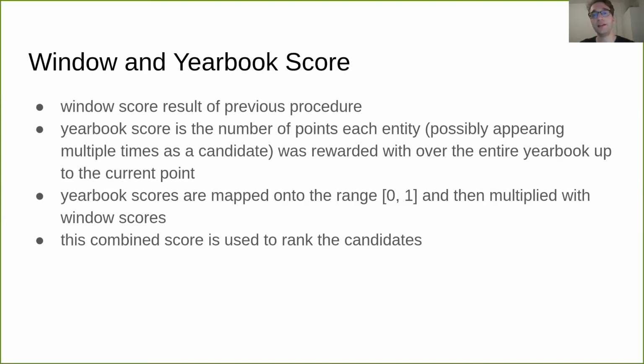Now, to compute the final score that we use for ranking, we simply map the yearbook score onto the interval of 0 to 1 and then multiply it with the window score. So this combination of scores is then used for this final ranking. And ranking then just means sorting the candidates by score in a descending manner.